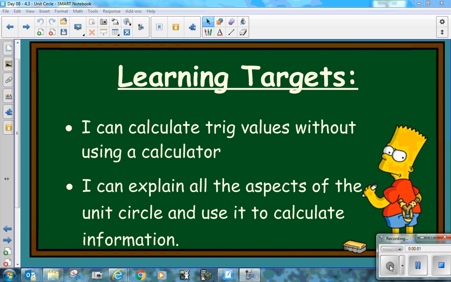Advanced learning targets. I can calculate trig values without using a calculator. I can explain all the aspects of the unit circle and use it to calculate information that I need. And a little bit of review from Algebra 2 with trig, but a lot of people tend to forget.